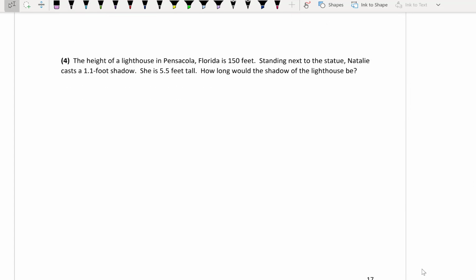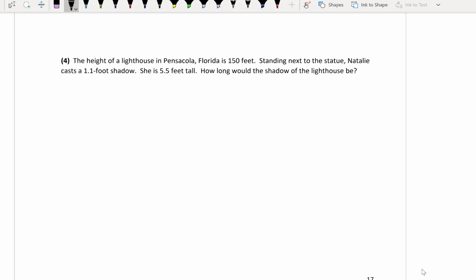Now, for number 4, it says the height of a lighthouse in Pensacola, Florida is 150 feet. Standing next to the statue, Natalie cast a 1-foot shadow. She is 5 feet tall. How long will the shadow be of the lighthouse? So here, I think it might be really helpful to draw a picture.